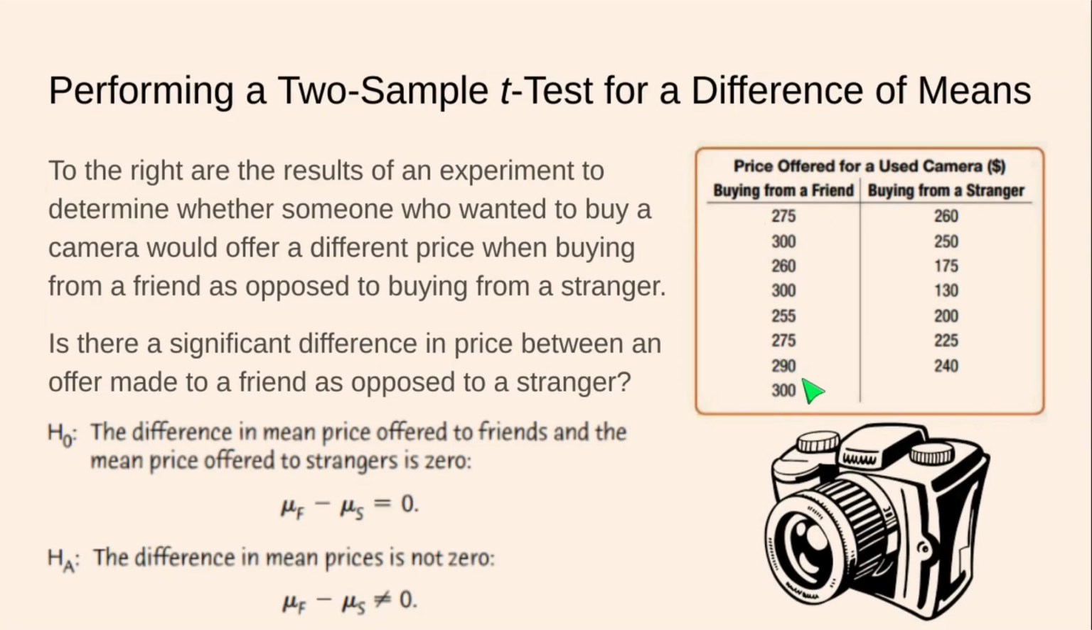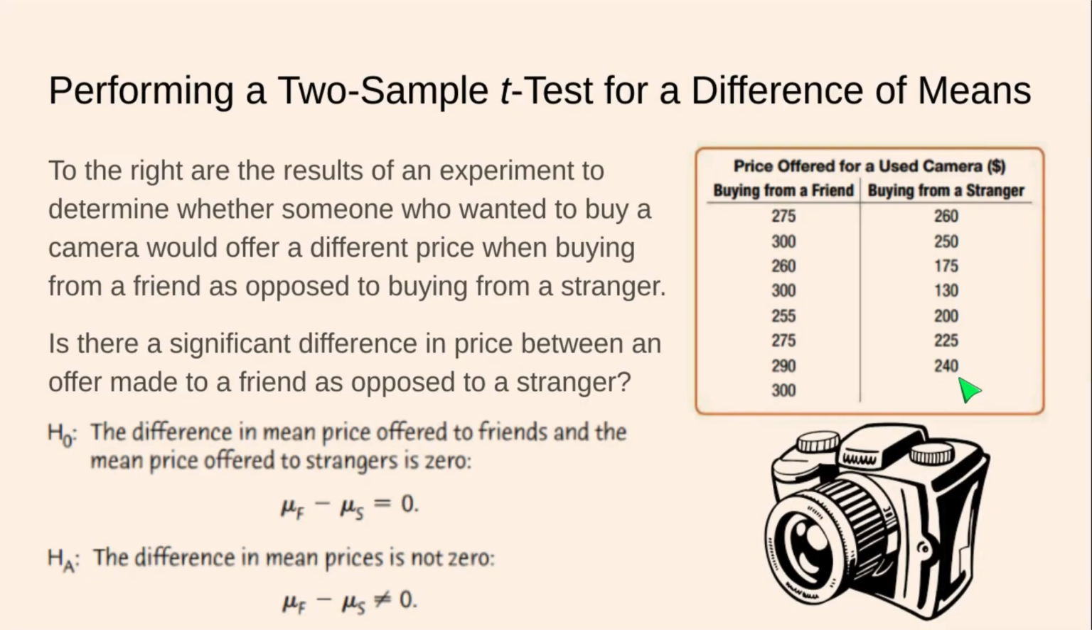But alternatively, other folks who were selected at random were asked, suppose you were offering a price for a used camera, but you were buying it from a stranger. So they have a particular camera. Don't know what camera it is, but it was the same camera for each of these participants. But for the second group, they switched it up and said, you're buying it from a stranger. What price would you give? And the goal of the experiment is to determine whether the price changes depending on whether the subject was assuming they're buying from a friend as opposed to buying from a stranger. That is an experiment, and that is going to influence how we check our assumptions and conditions on the next slide.